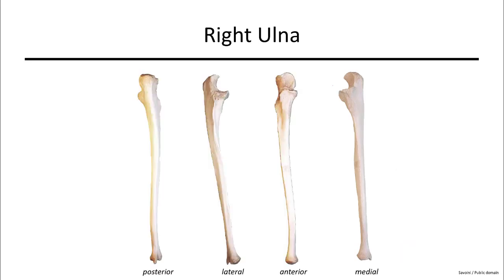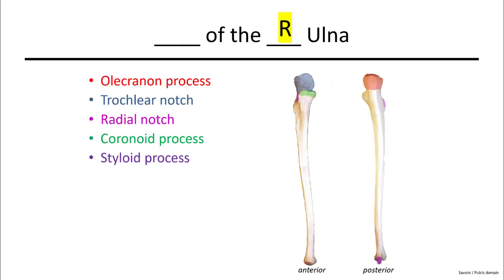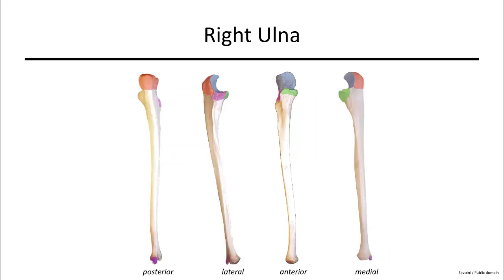The right ulna we can see here from different views. So to name the features, we have the olecranon process of the right ulna in orange, the trochlear notch, which is the mouth portion, in blue. Then we see that lower lip area, which is known as the coronoid process, in green. And then that area that the radius will articulate with is identified in pink on the image, is the radial notch. And then finally, at the far distal end, we have the styloid process. Here are features of the ulna with all the views represented.